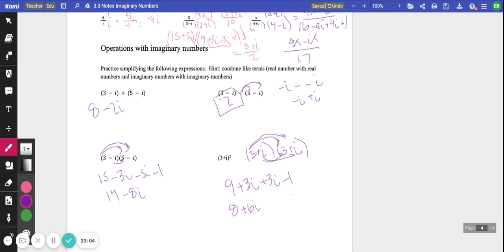So I hope that gives you guys some help with the complex numbers, imaginary numbers. And if you need more help, come talk to your teacher. I'll be happy to help you.